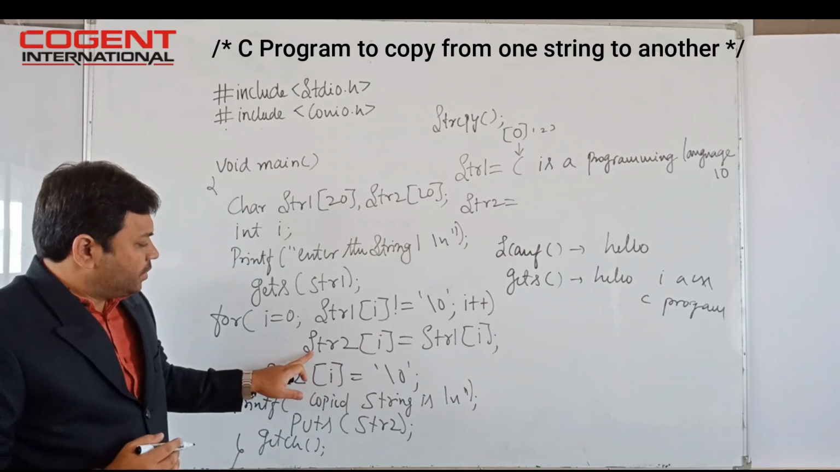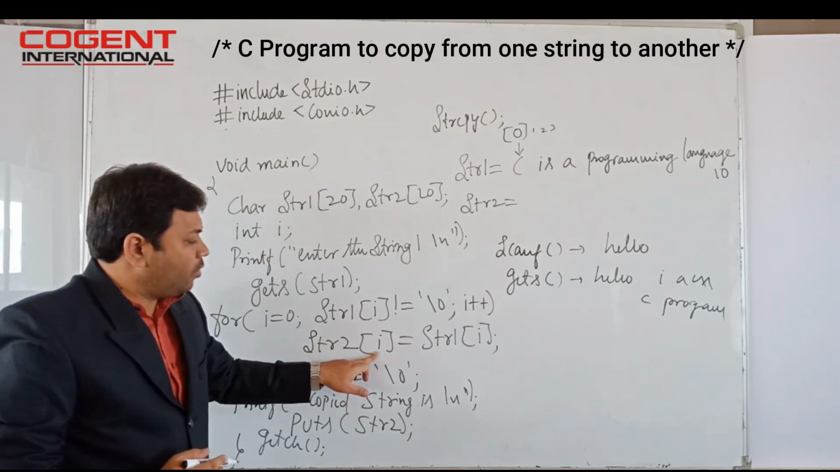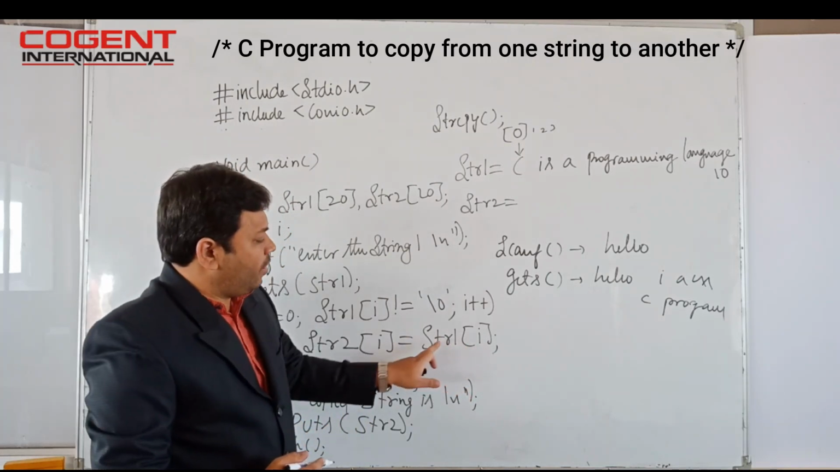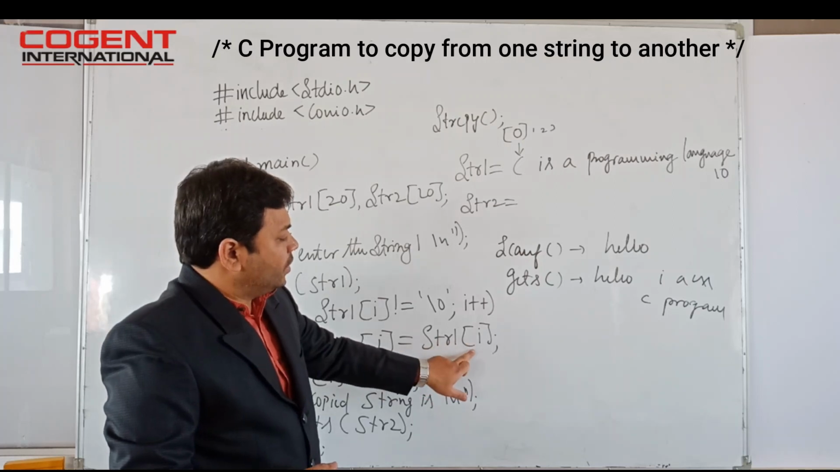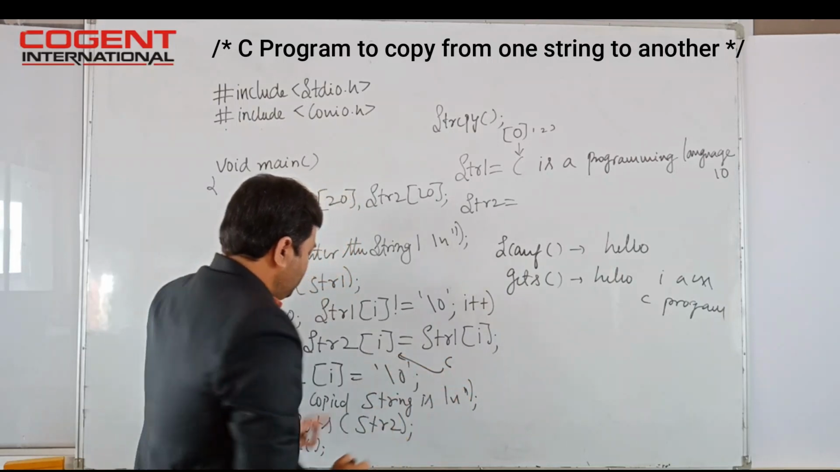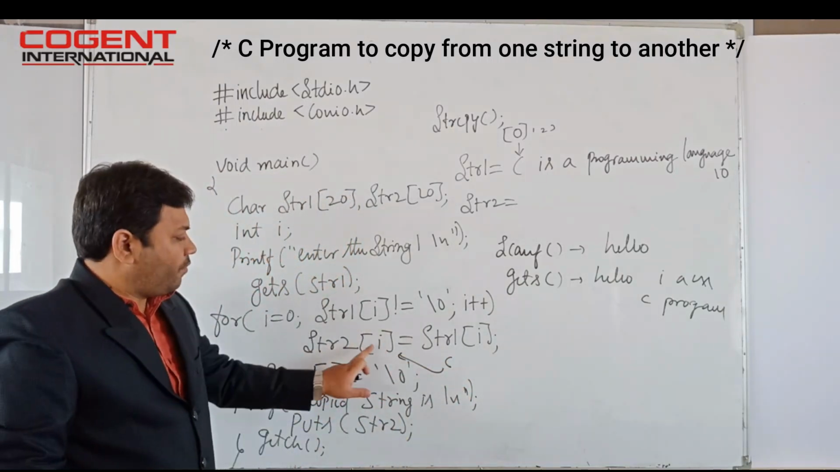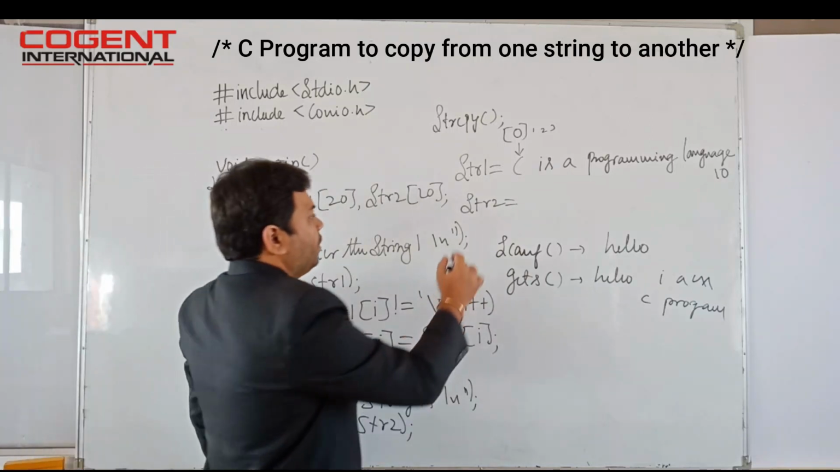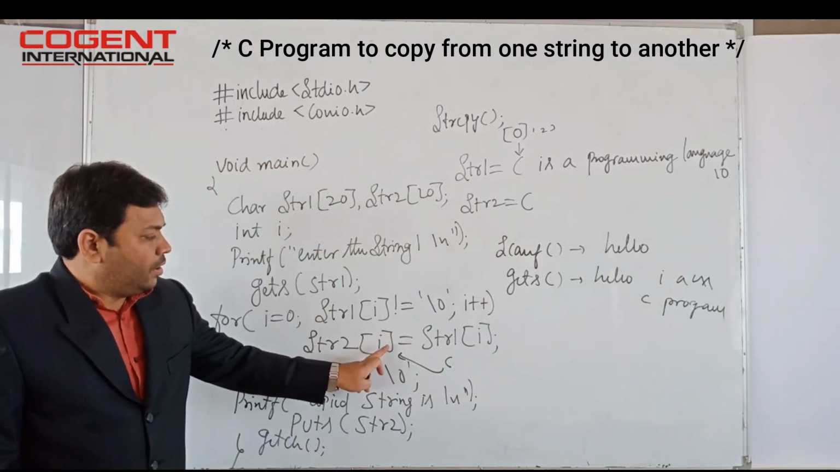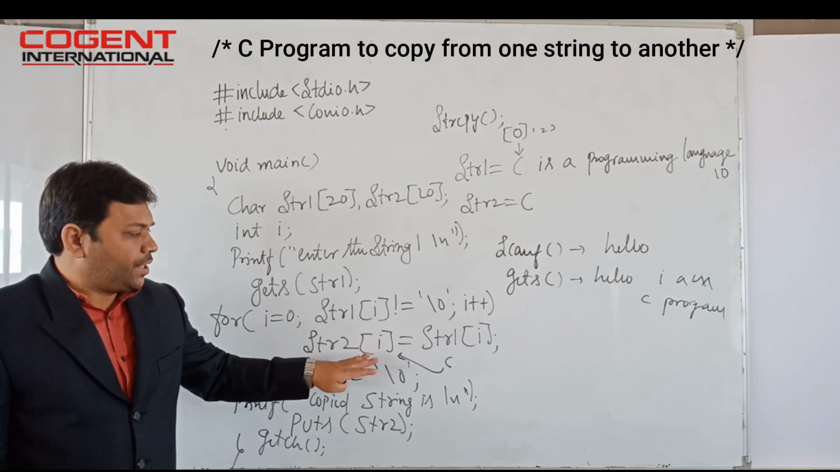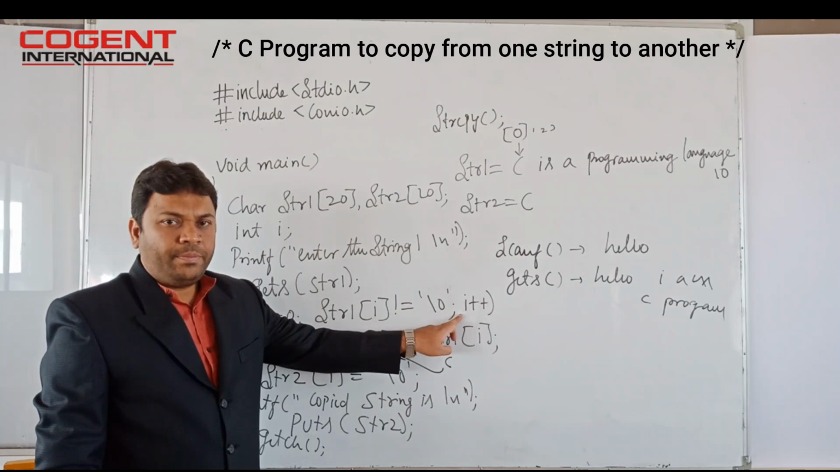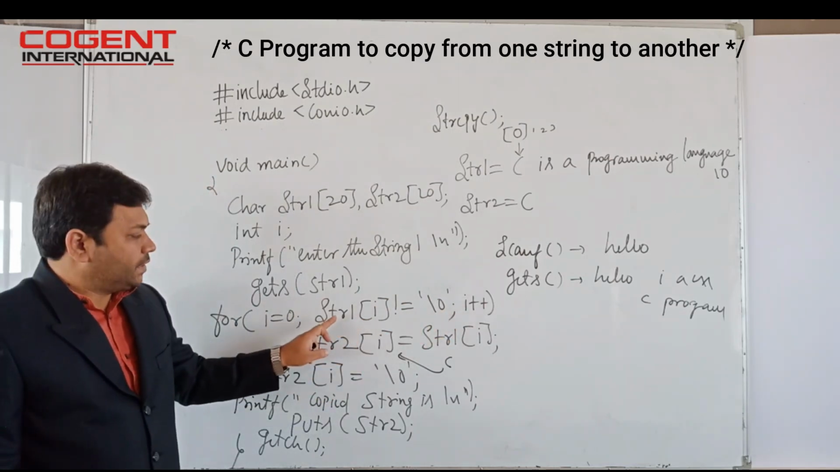Then what am I performing? str2[i], that is str2[0], is equal to str1[i]. What is the value of str1[0]? That is C. So C is copied into str2[i]. So str2[0] will be C here. Getting my point? Okay. So I am copying string 1 into string 2 using the assignment operator, that is equal to. Now increment the value of i. Now i value becomes 1.